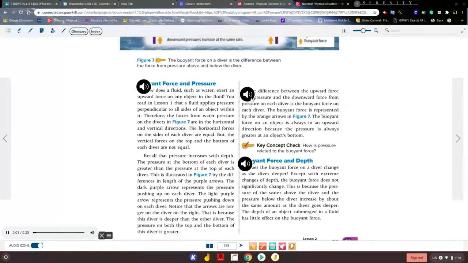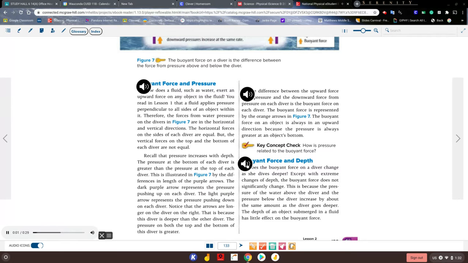The difference between the upward force from pressure and the downward force from pressure on each diver is the buoyant force on each diver. The buoyant force is represented by the orange arrows in Figure 7. The buoyant force on an object is always in an upward direction because the pressure is always greater at an object's bottom. Key concept check. How is pressure related to the buoyant force?